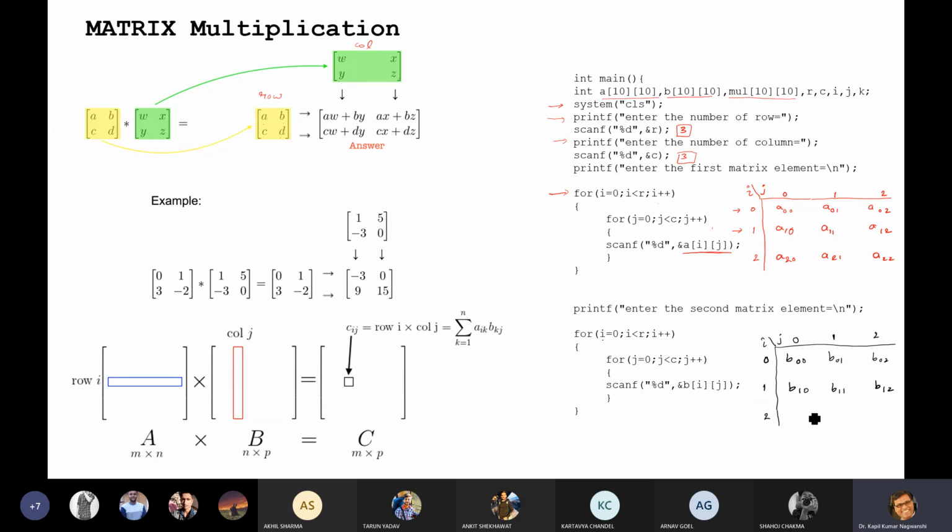So the new value of i is 2, and now it is b20, b21, and b22. So this is all about the matrix, how it scans the matrix. Fine. So it may scan any value. I'm not going to calculate this. I'm going to calculate the mathematics behind it.